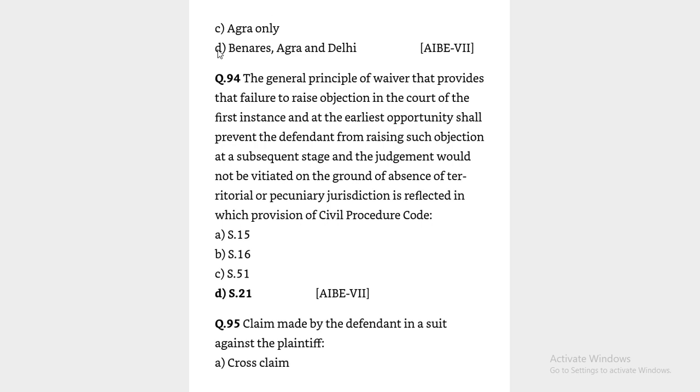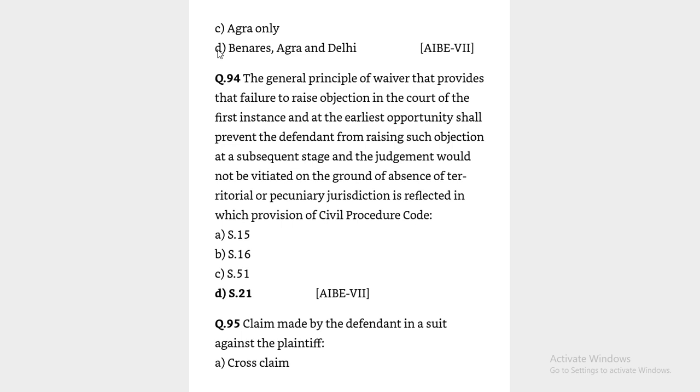General principles of waiver provide that failure to raise the objection in the court of first instance and at the earliest opportunity shall prevent the defendant from raising such objection at a subsequent stage, and the judgment would not be vitiated on the grounds of the absence of territorial or pecuniary jurisdiction. This is reflected in Section 21 of the CPC.